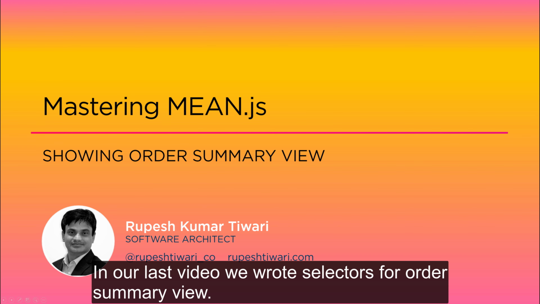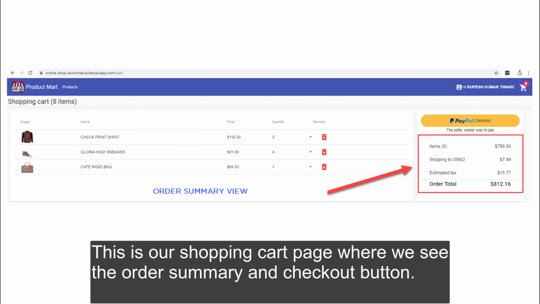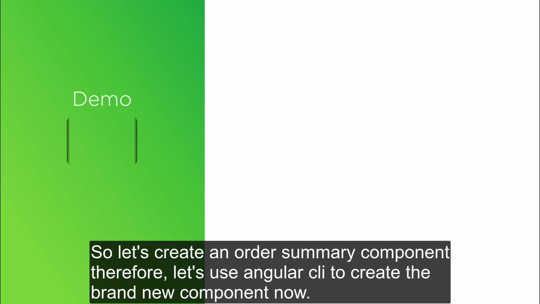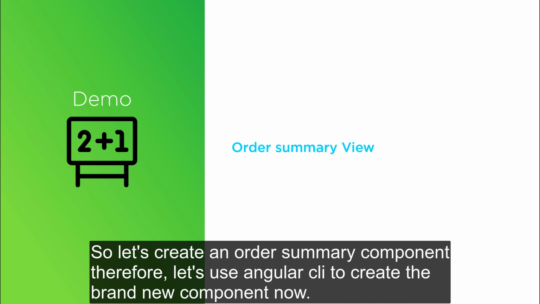In our last video, we wrote selectors for the order summary view. This is our shopping cart page where we will see the order summary and checkout button. So in today's video, I will teach you how we can show the order summary view using the selectors that we have written. So let's create an order summary component. Therefore, let's use Angular CLI to create the brand new component now.